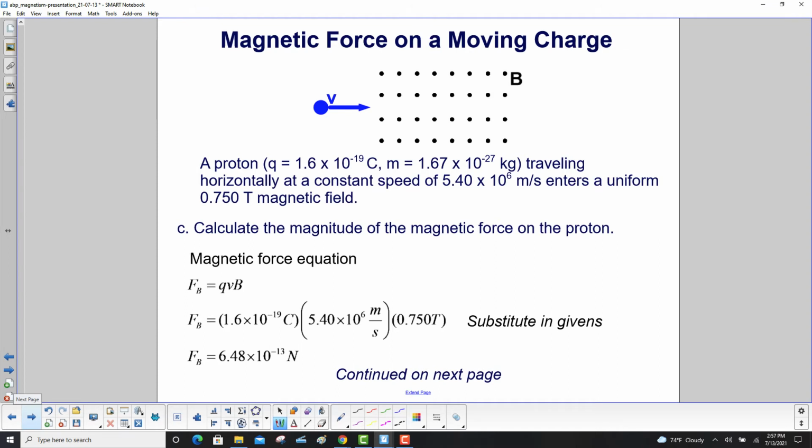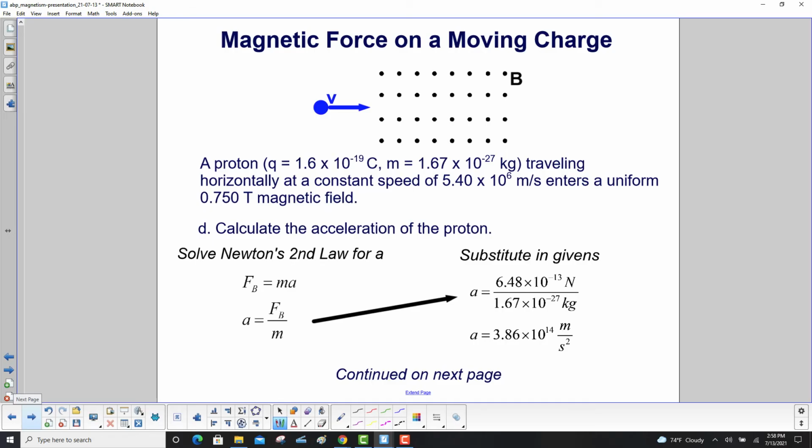Part C, find the magnetic force, the magnitude of it, and we use our qvB, where B has to be perpendicular to the velocity, and it is, right? The velocity is coming this way, and the magnetic field is out of the page. So we just substitute in our givens. There's q, there's the velocity, there's the magnetic field, and we get a force of 6.48 times 10 to the minus 13 newtons.